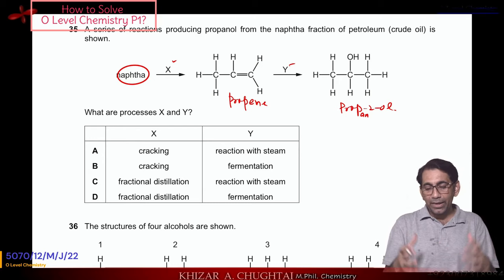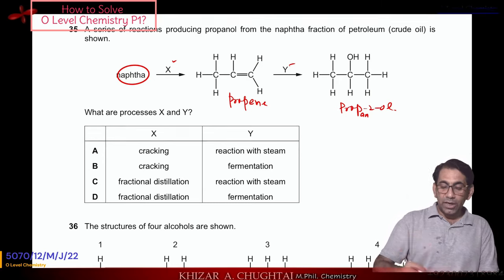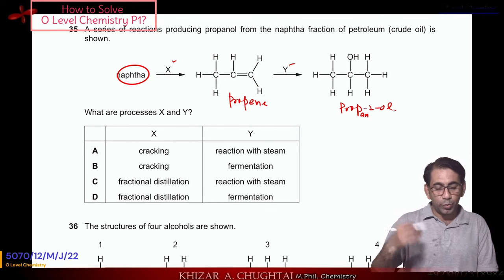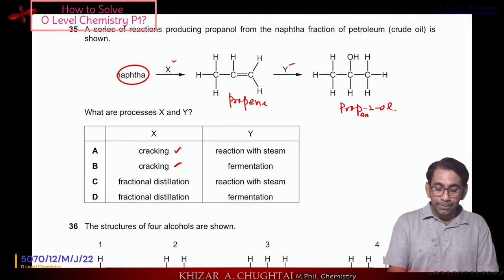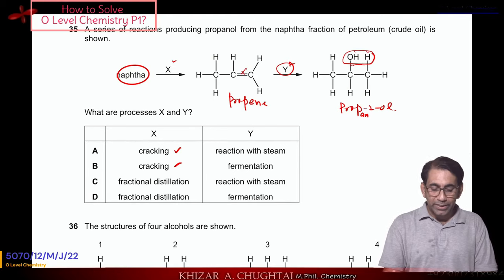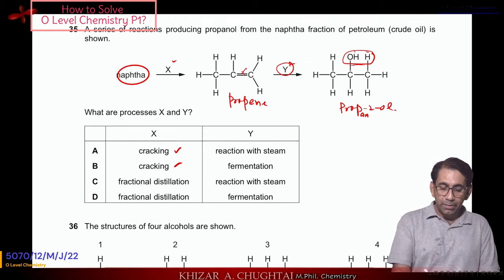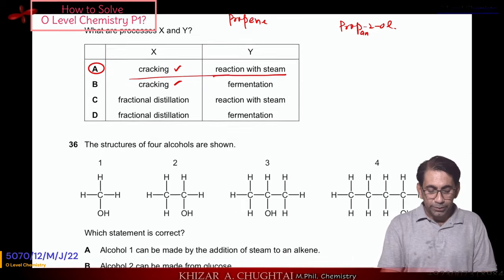When there is cracking, there is a chance of formation of alkene. That is one of the possible products. So cracking. The difference is H2O. The double bond is broken down, and there is the addition of H2O, that is said to be reaction with steam. So A is the correct option.